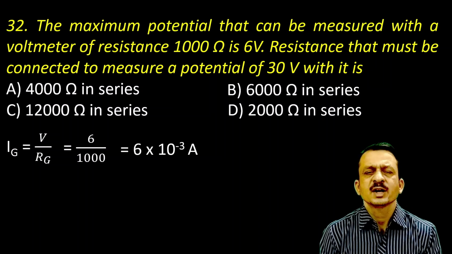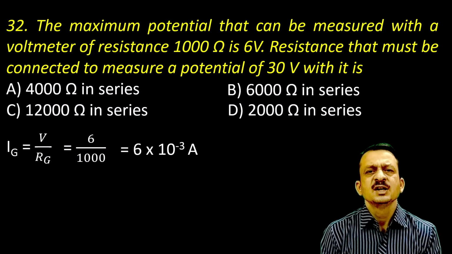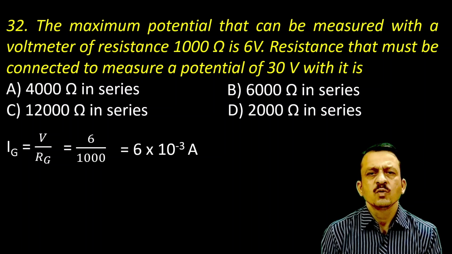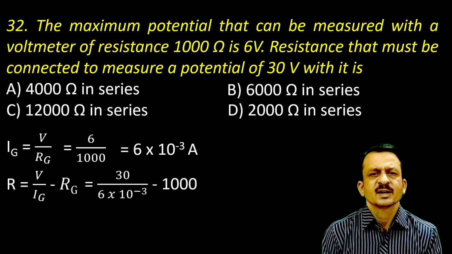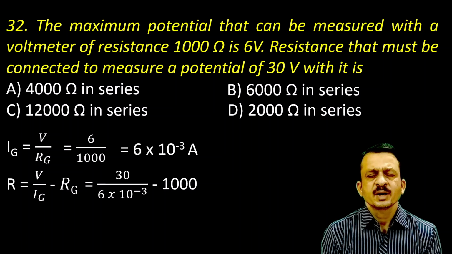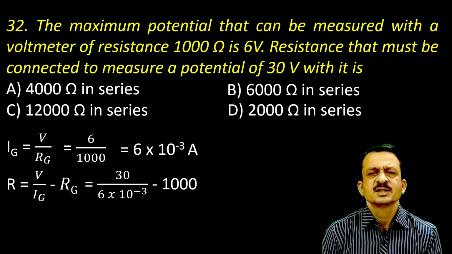Now here we have to connect an additional resistance so that it can measure a higher voltage of 30 volts. Therefore, the resistance to be connected R is equal to V by Ig minus Rg, where Rg is the resistance of the galvanometer. That is given, that is the voltmeter here. Now, we have to measure a maximum voltage of 30 divided by the current 6 into 10 raised to minus 3, minus 1000 ohm. It is the resistance of the initial case of the voltmeter.